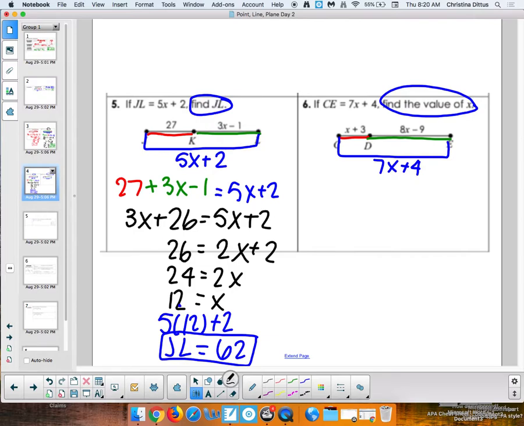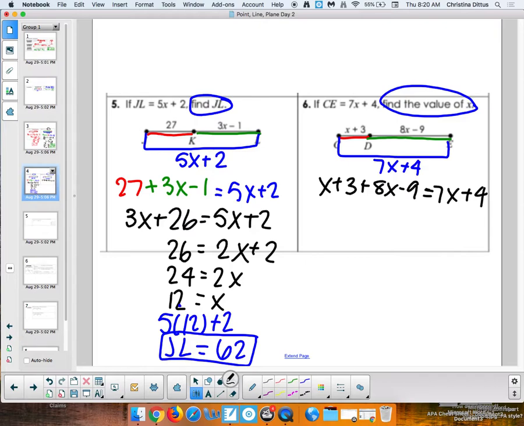Who can set up? Go for it. x plus 3 plus 8x minus 9 equals 7x plus 4. You guys agree? Yeah. Okay, what can I simplify on the left?